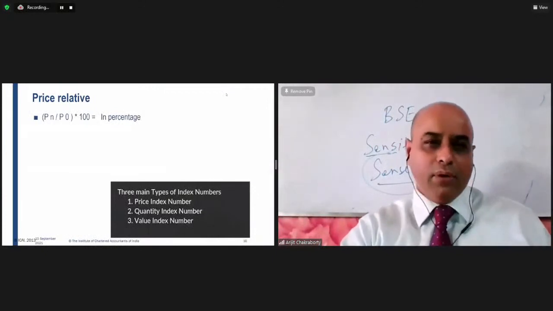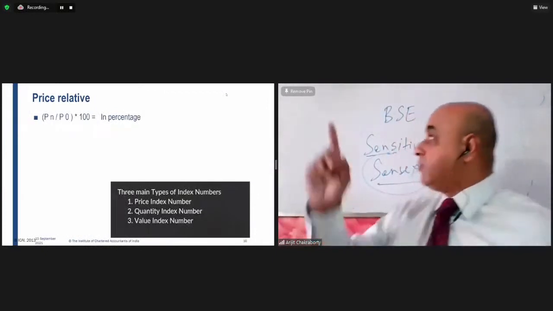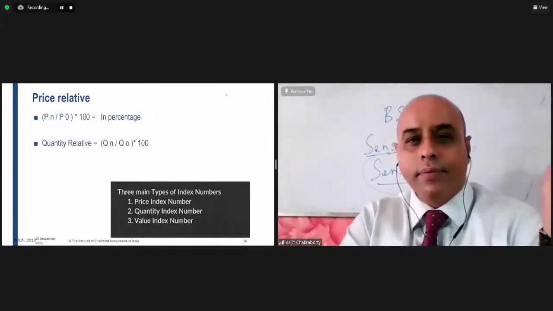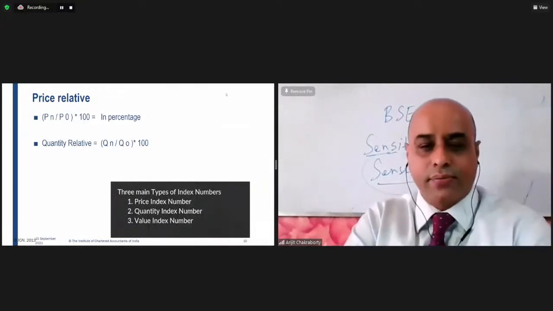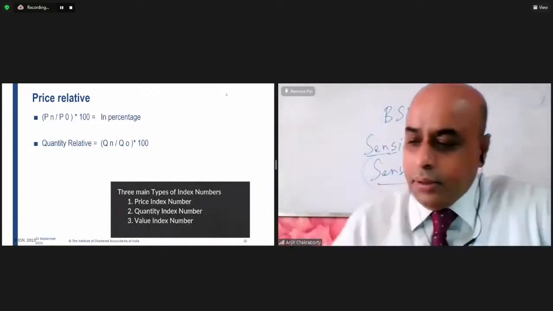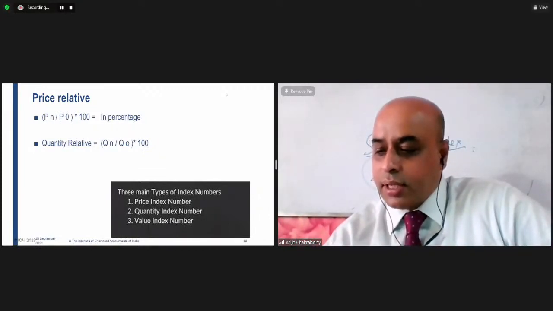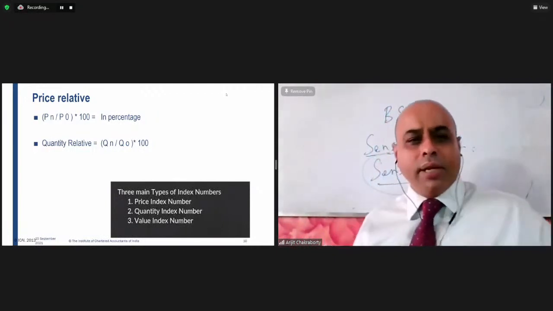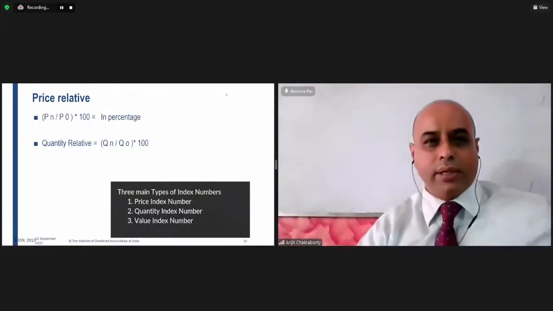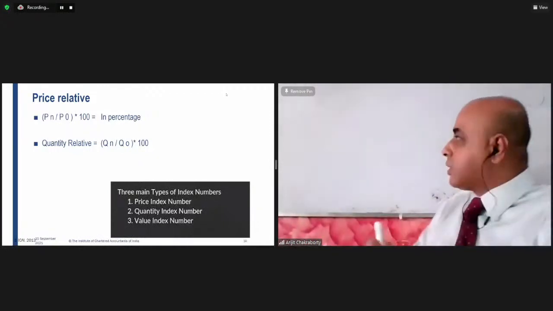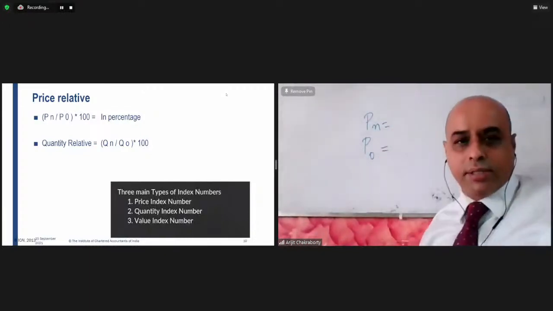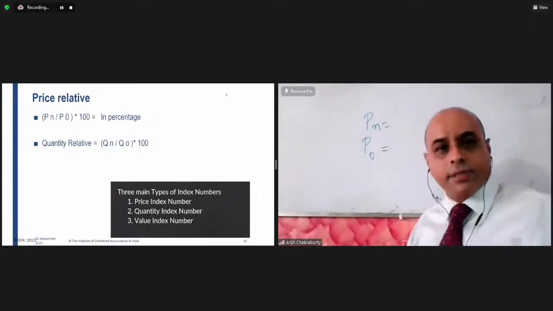Now, price relative. Now we come to the concept of price relative, which we have already done here. So Pn by P0 into 100, in percentage, will give you the price relative. Let us check this with a simple example of a price index. I have already taken the example of petrol. Now let us take something else. Let me take Pn, that is the price in the current year, and P0, the price in the base year. We are trying to calculate the price relative.